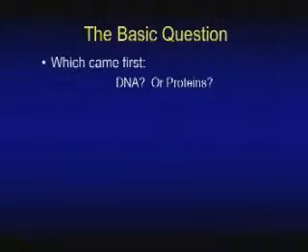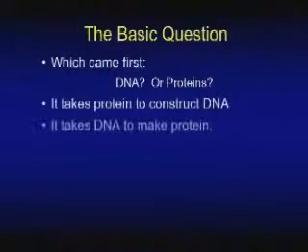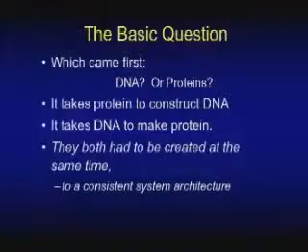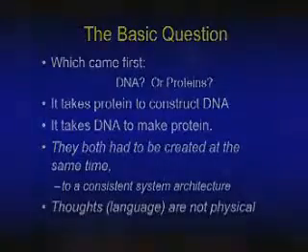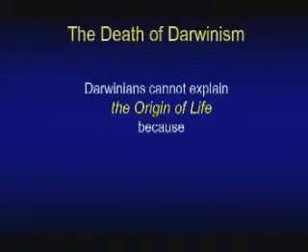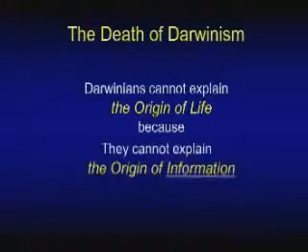The basic question, which came first, the DNA or the proteins? It takes protein to make DNA. The DNA are made up of robots that make the proteins. And the proteins become the robots, 200,000 different kinds, that make up the city that we call a cell. They both had to be created at the same time to a consistent system architecture that implies design in spades. Thoughts, language, are not physical, they're conceptual. The death of Darwinism. Darwinians cannot explain the origin of life because they cannot explain the origin of information. It's information that's required to have life.